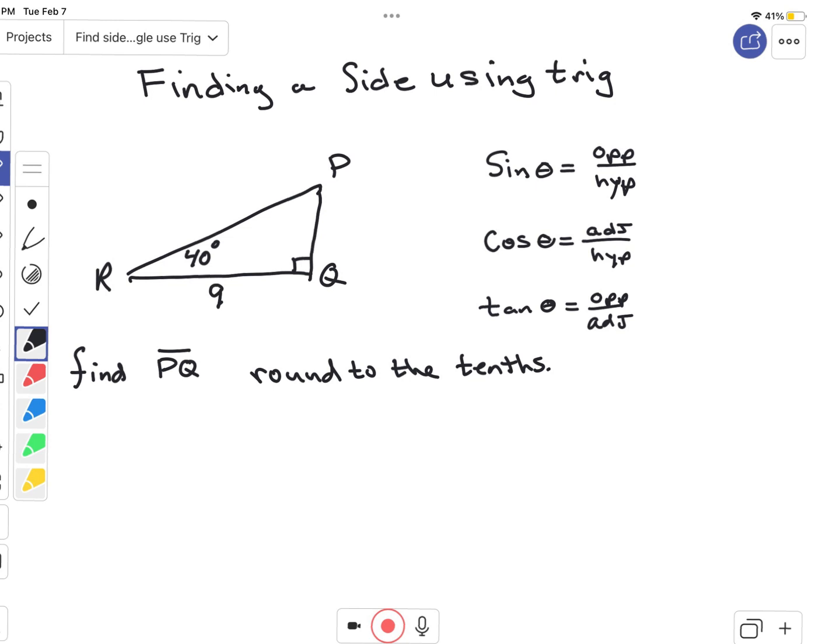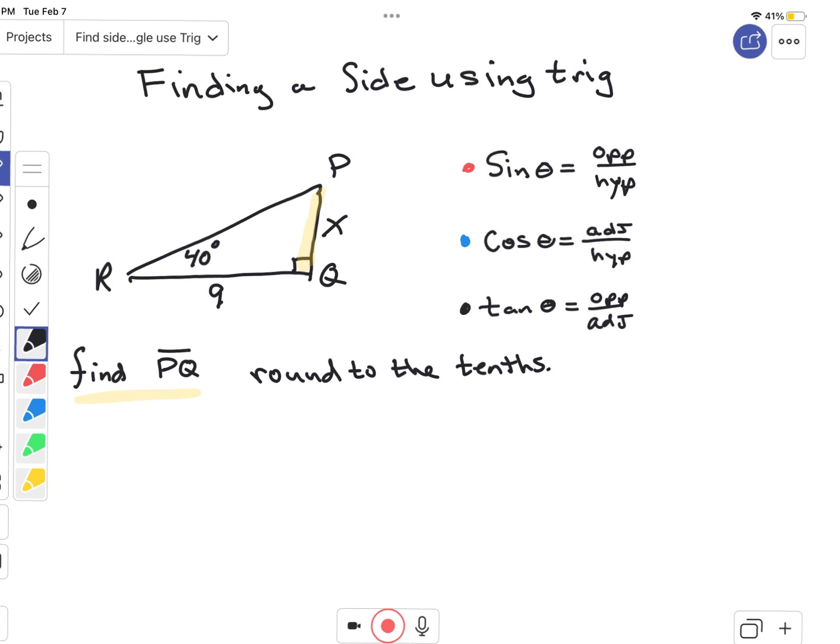So the first thing you want to do is focus in on what are you trying to find? We are trying to find PQ. So PQ is this side. So we're going to put an X there saying we want to know what the length of that side is. You can use any letter, X, Y, B, H, P, Q. I like to use X a lot for things that I'm trying to find. And then we'd have to decide whether we should use sine, cosine, or tangent.